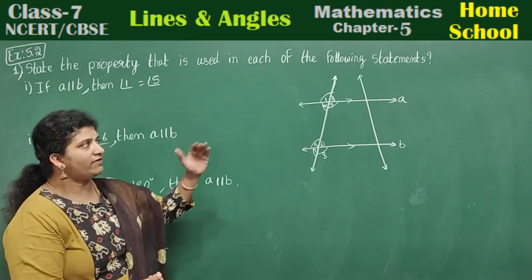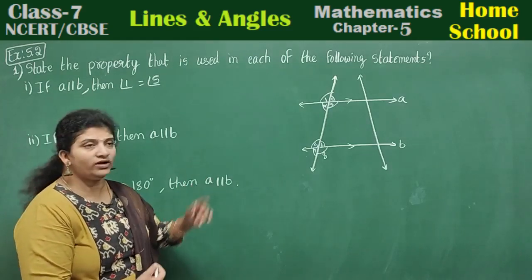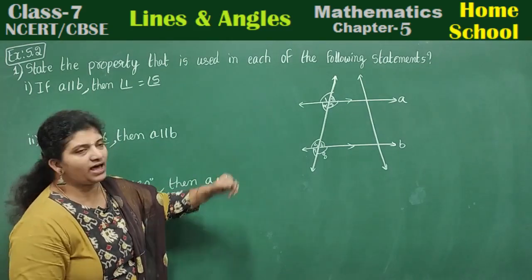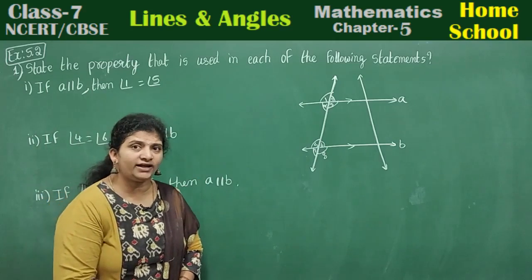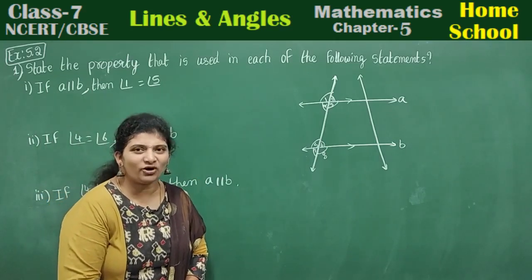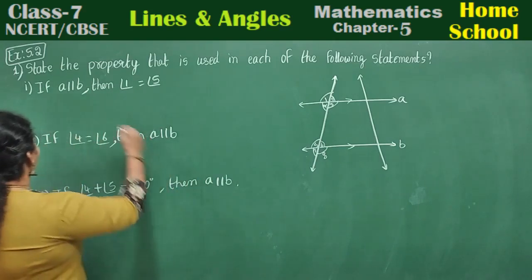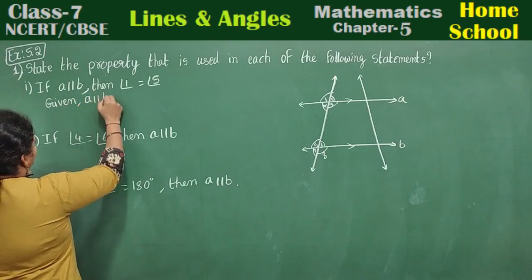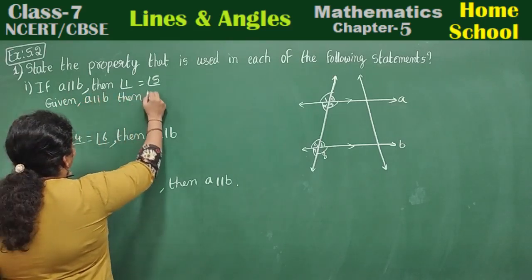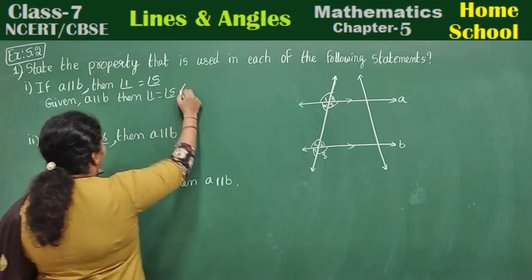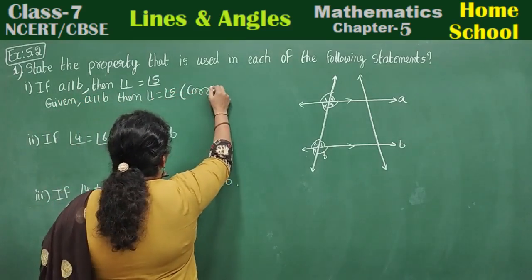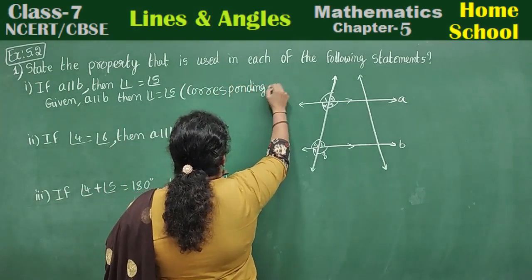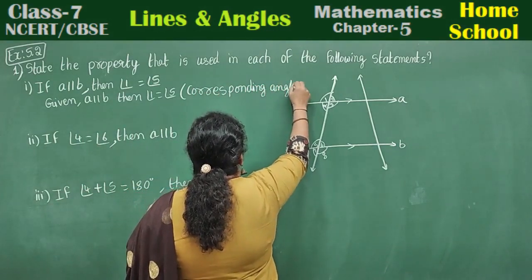What is this? How we can say? They are from two different vertices and they are on same side of the transversal. Angle 1, angle 5. Then what is that name we call it as? Yes, corresponding angles. Let's write here. Given A parallel to B, then angle 1 is equal to angle 5. By which property we can say? By corresponding angles. They are corresponding angles.